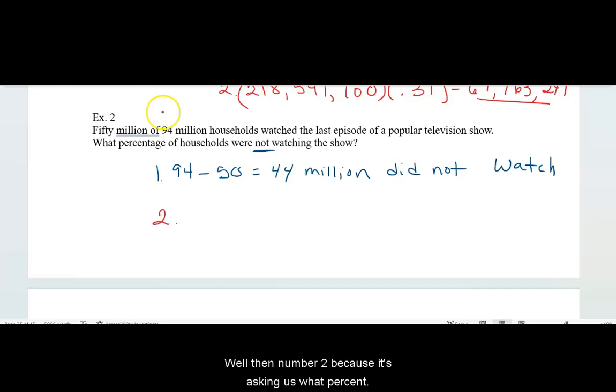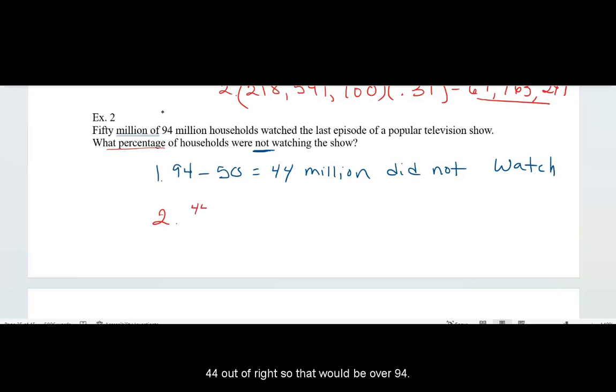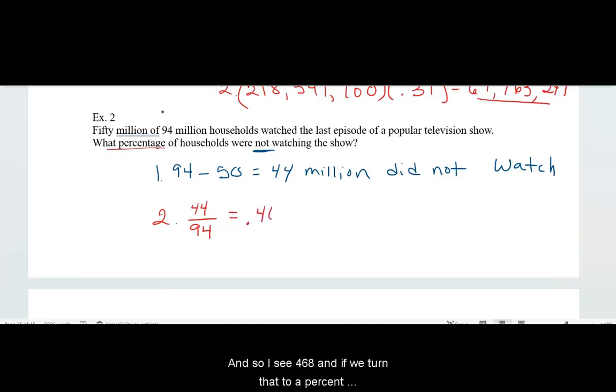Well, then number 2, because it's asking us what percent were not watching the show. Well, that would be the 44 million out of the 94 million. 44 out of, right? So that would be over 94. Let's round this number to 3 places. And so I see 0.468. And if we turn that to a percent, because it did ask us for a percent, that would be 46.8% that did not watch the show.